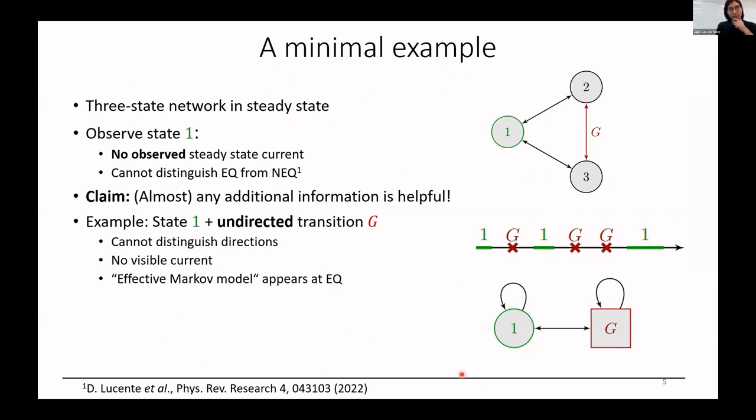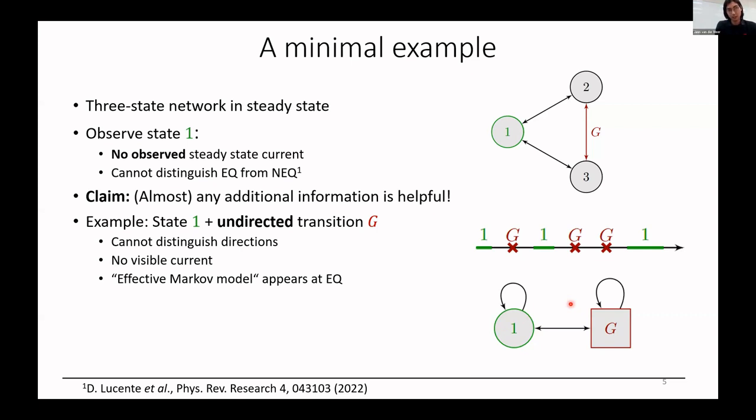To have an example here, we assume that we can observe undirected transitions G between state 2 and state 3. So why do I choose undirected transitions? Because if you have directed transitions, the problem is already solved. You can just see whether net going downwards is more or less than net going upwards. So you see whether you have a current. But in the case of an undirected transition, you have two symmetric symbols, 1 and G, which also look like 1 and G under time reversal.